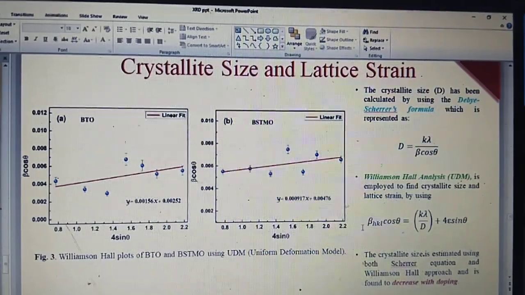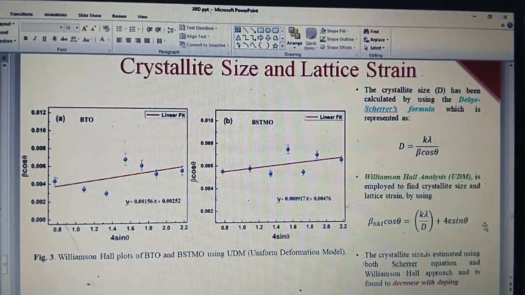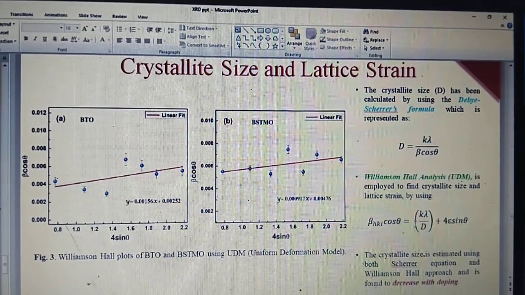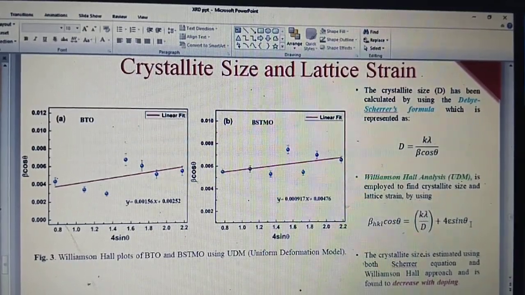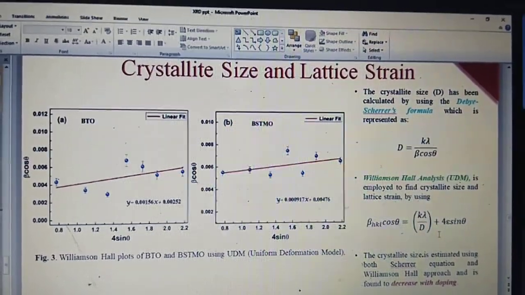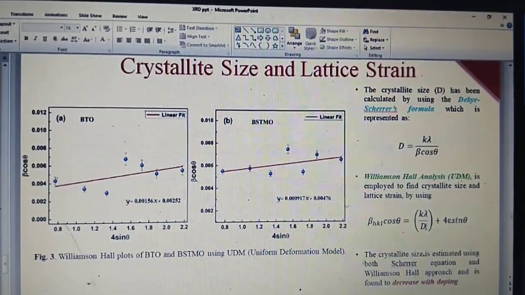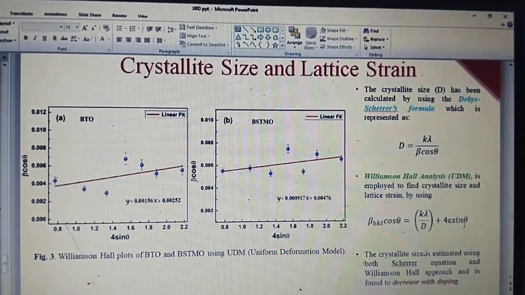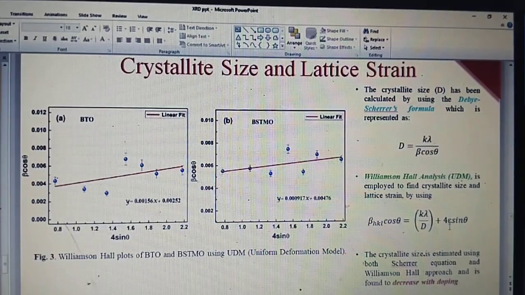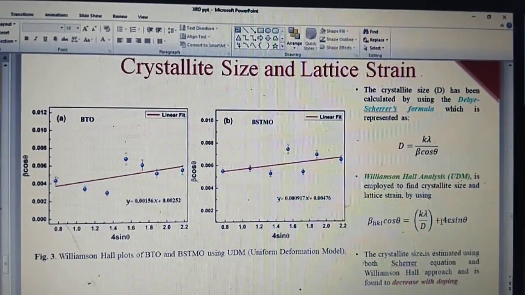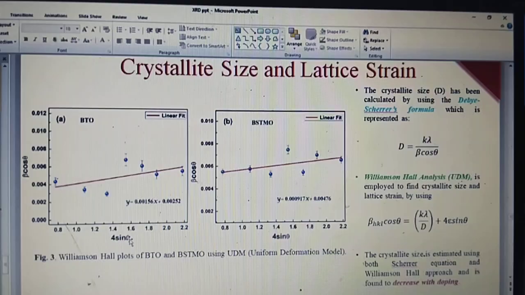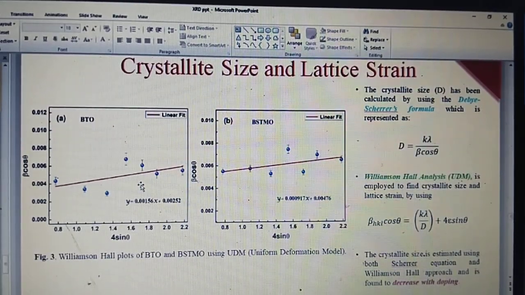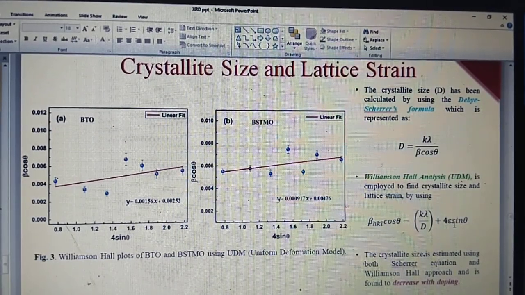So this is the equation which we are actually plotting: beta cos theta equals k lambda upon d plus 4 epsilon sin theta. This is a straight line equation, y equals mx plus c. Because we are plotting 4 sin theta, epsilon is the slope. The slope of this line will give you the strain, the lattice strain.